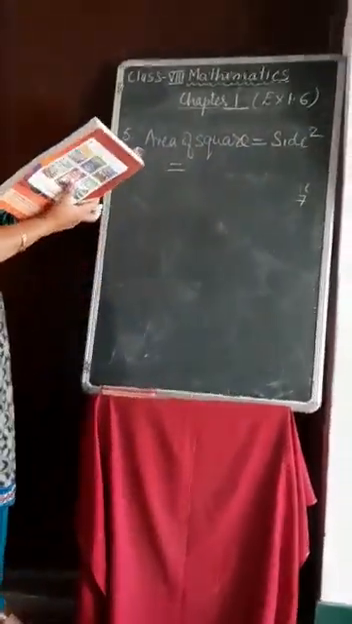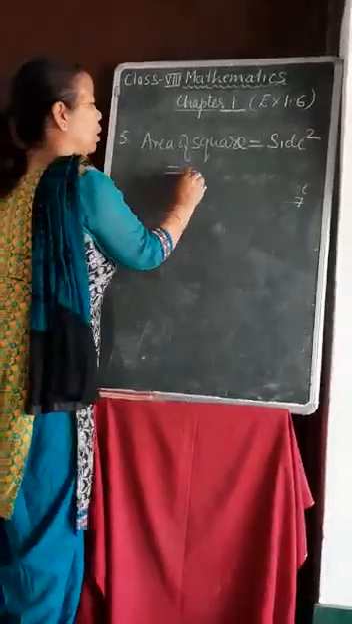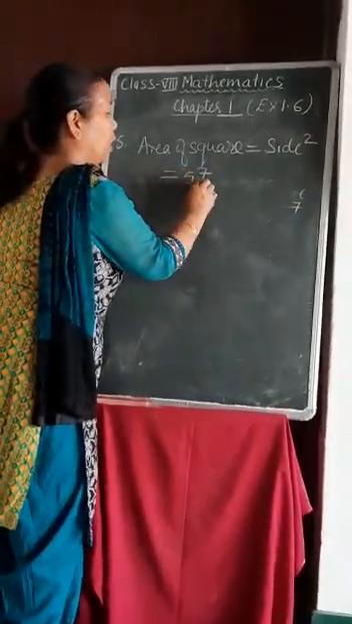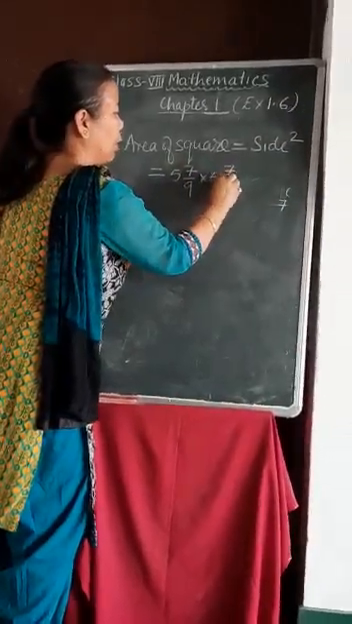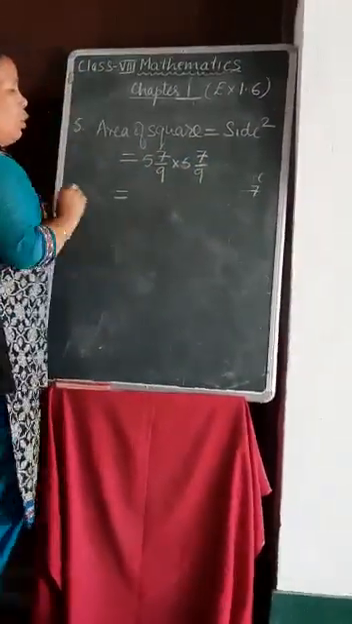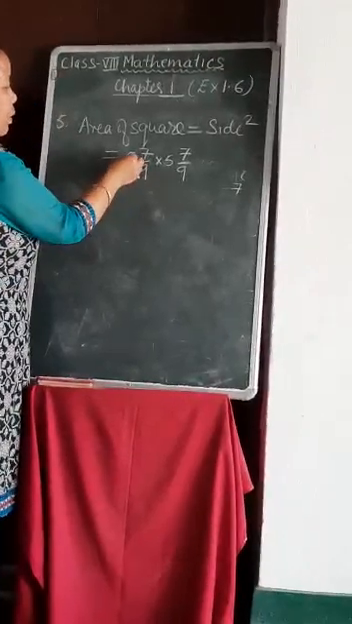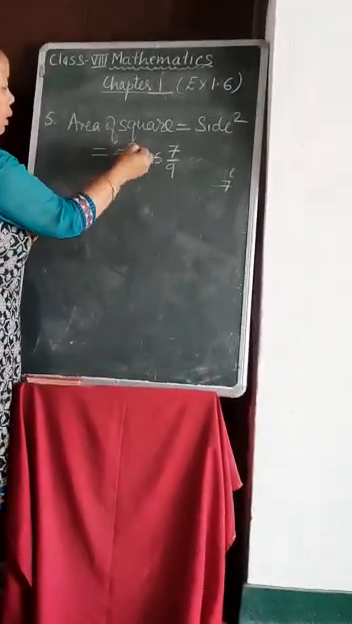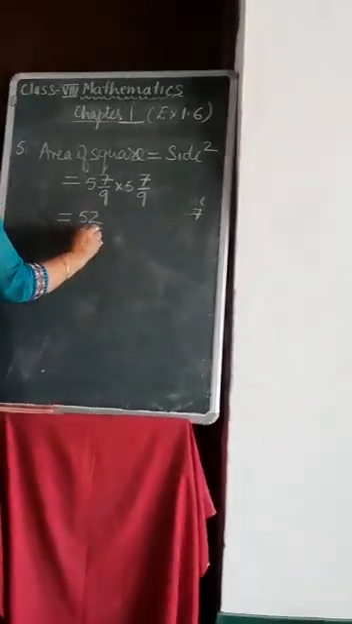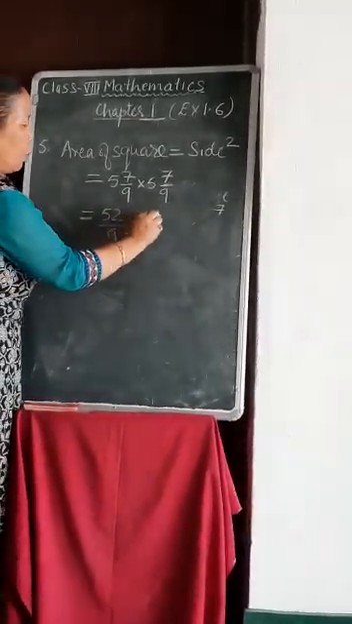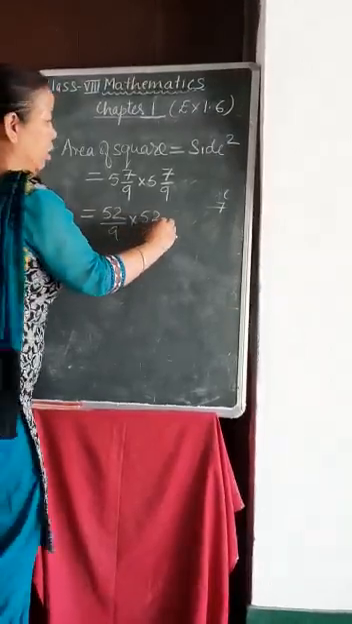So, the side of the square is given, 5 whole number 7 upon 9. So this will be multiplied by 5 whole number 7 upon 9. We will convert it into improper fraction. 9 5s are 45. 45 plus 7 is 52 upon 9 multiplied by 52 upon 9.